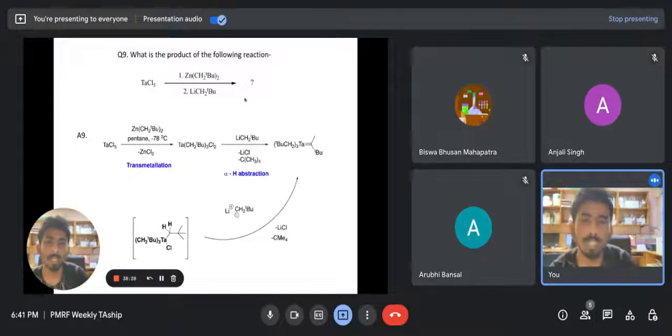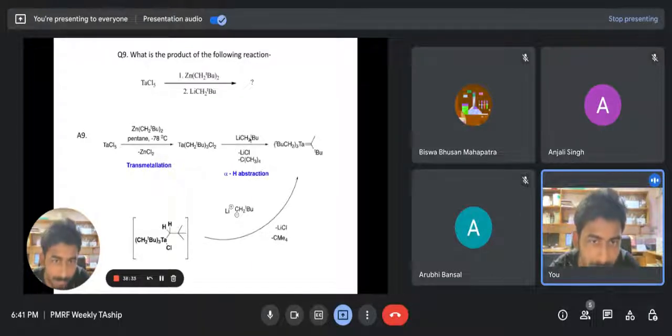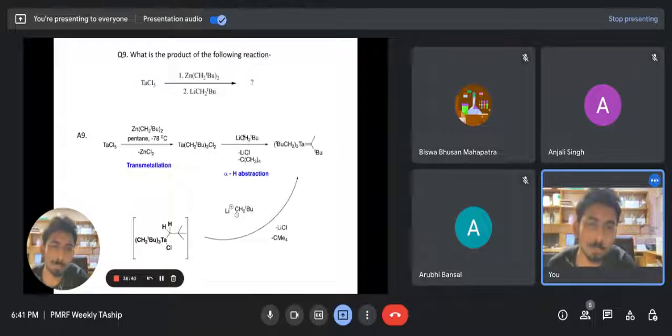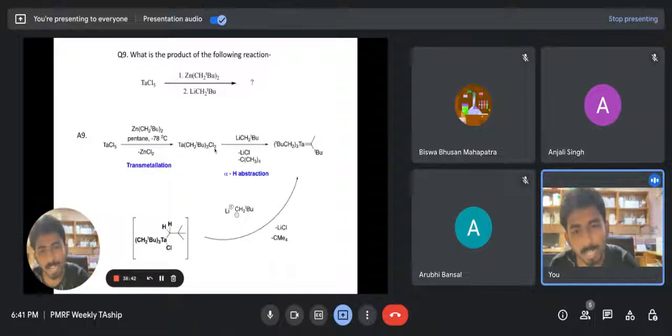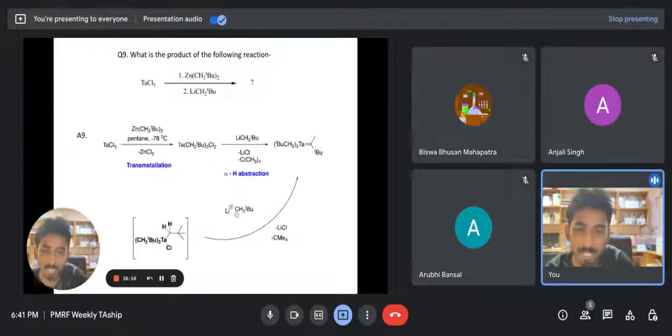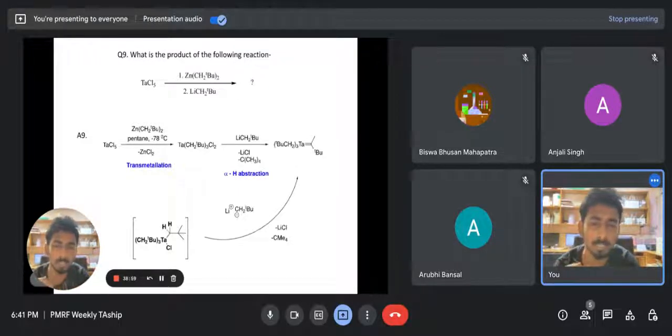Now we are adding this LiCH2 tert-butyl compound, which is a main group organometallic compound. This CH2 minus attacks, and one of the Cl atoms gets eliminated. So we have an elimination of LiCl, and this CH2 tert-butyl gets attached to this tantalum. For ease of understanding, I have bracketed these 3 neopentyl groups in one case, and here I am showing only one neopentyl group.